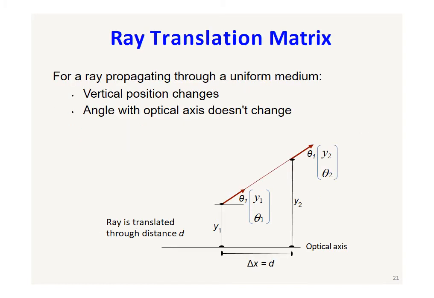So let's say our ray starts from here and then it moves along over a distance d. Clearly, no refraction has taken place, there's no interface, it's just moved along. So this angle is not going to change, it's going to remain theta 1. However, the height, y2, is going to be different. It's no longer going to be the same as y1. We'll use trigonometry to work out what the new y2 is.